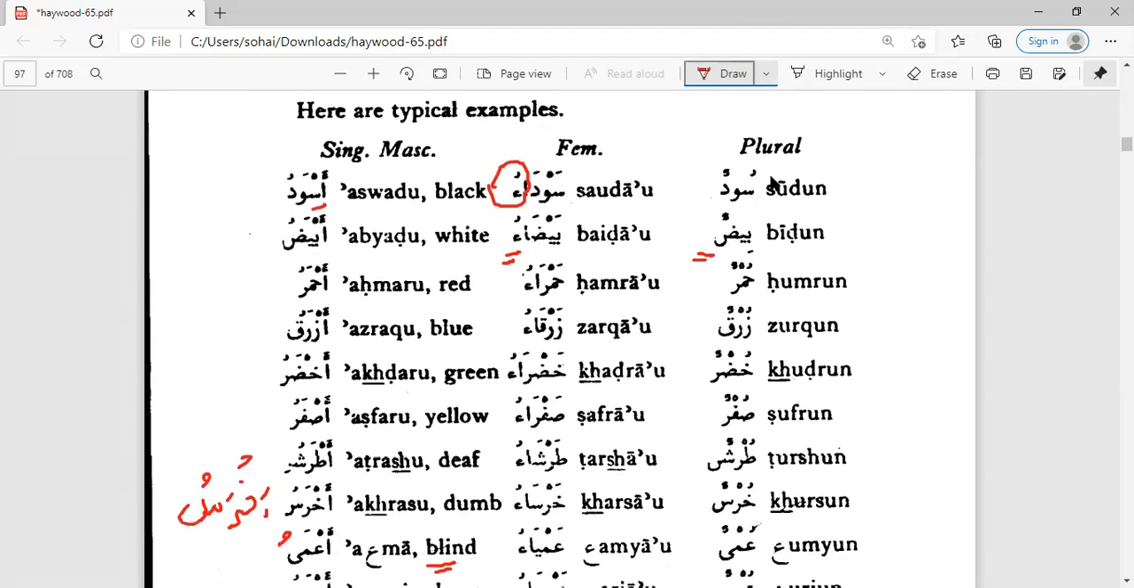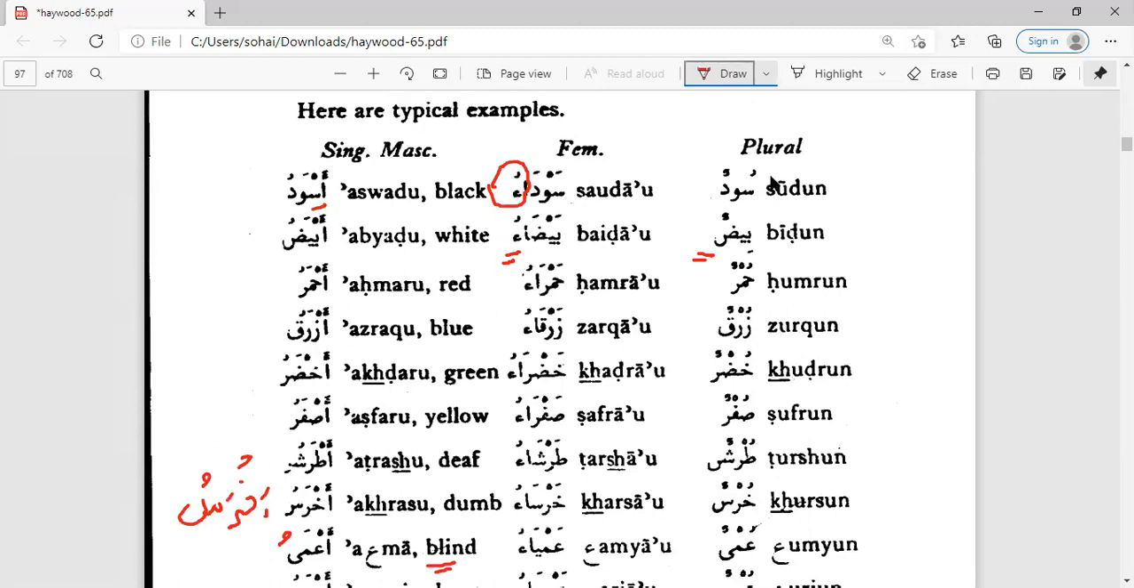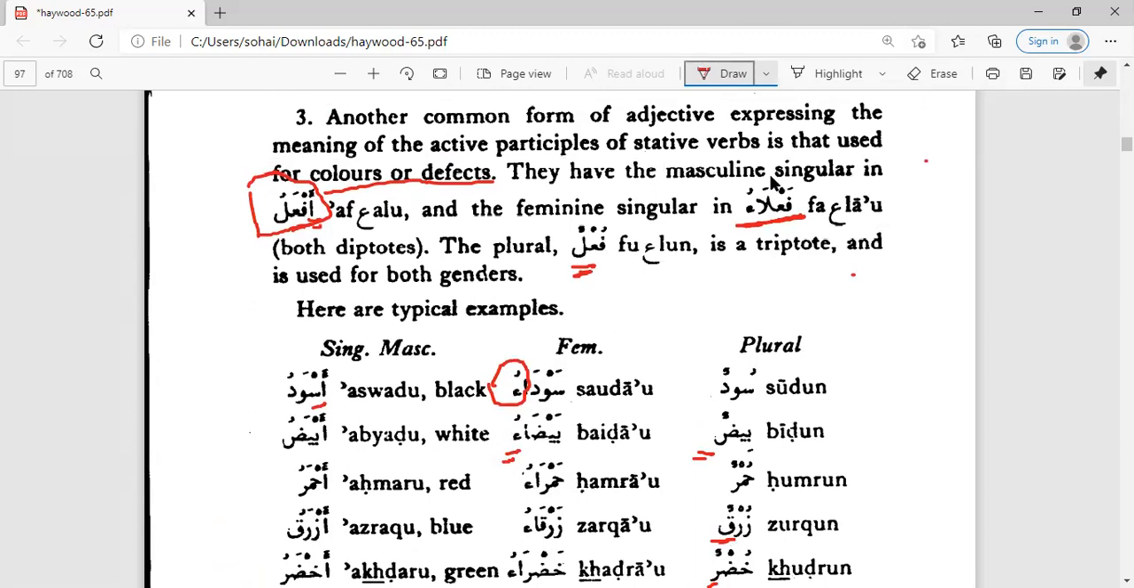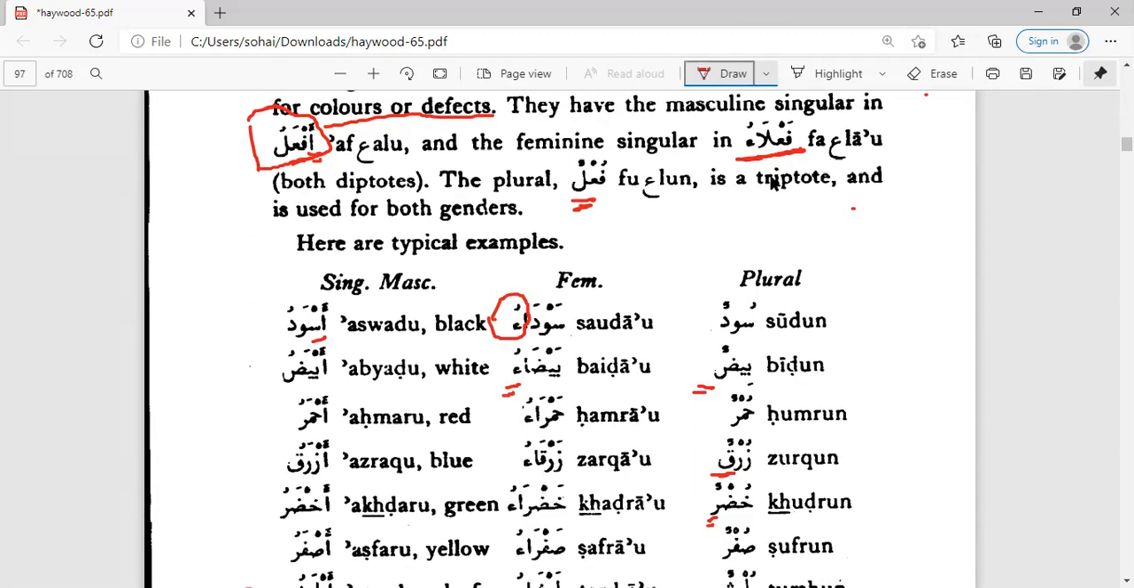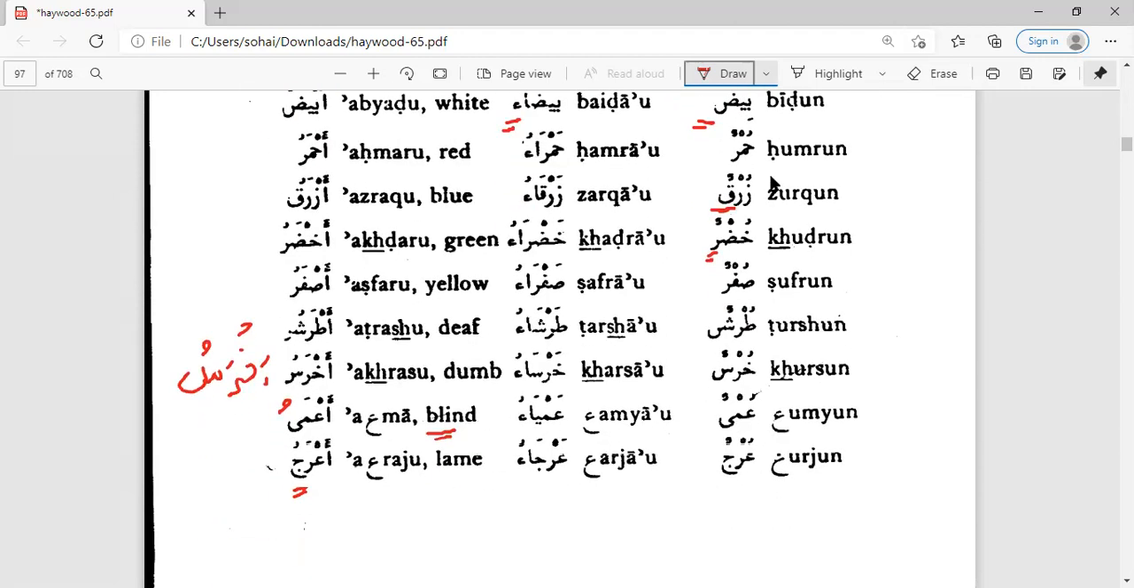Then humrun, zurqun, khudrun, sufrun, turshun. Humrun is the plural of red, zurqun is the plural of blue, khudrun is plural. There's no feminine plural here, it's just plurals for both. It says fu'lun is a triptote, which means it declines normally and is used for both genders, masculine and feminine. Sufrun is yellow, turshun is deaf.